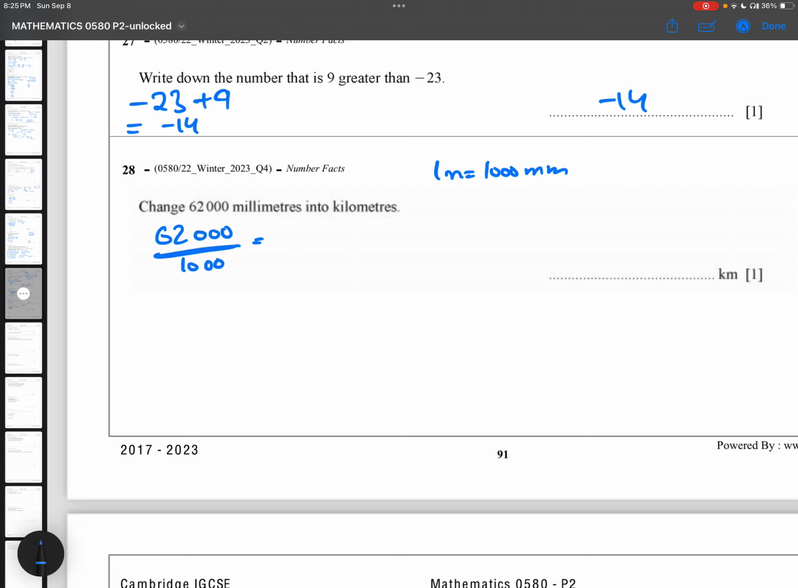It will be equal to 62. This is 62 meters now. Now I have to convert these meters into kilometers. In 1 kilometer, there are 1000 meters. So again, we have to go to bigger units, so we will divide, and we divide it with 1000. 62 divided by 1000 is 0.062 kilometers. So this is our required answer.